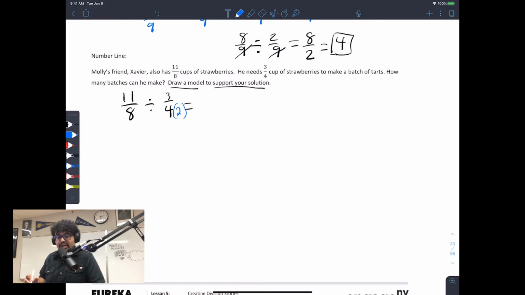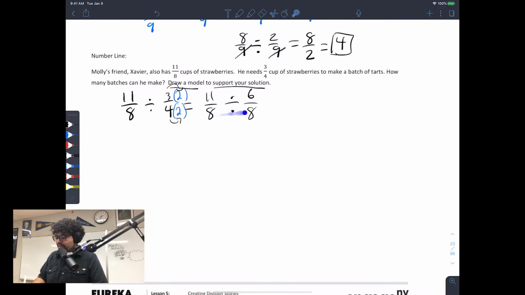But if I multiply my denominator by 2, I must also multiply my numerator by 2. Okay, and what would I get? So I leave my first fraction, which is 11/8, divided by, and then I multiply. 3 times 2 will give me 6, and then 4 times 2 will give me 8. Now I'm going to base my model off of that, now that I have common denominators.